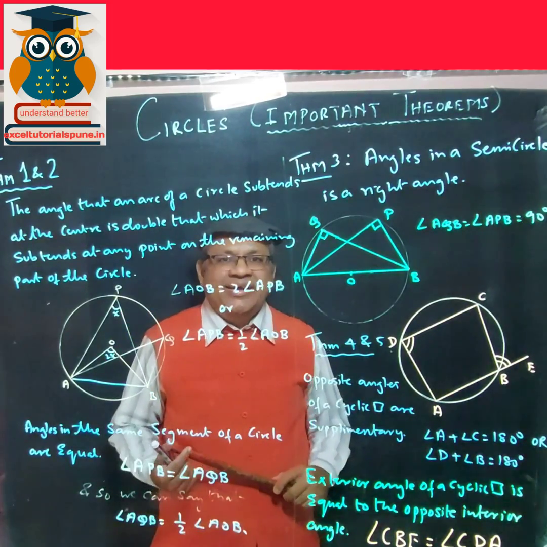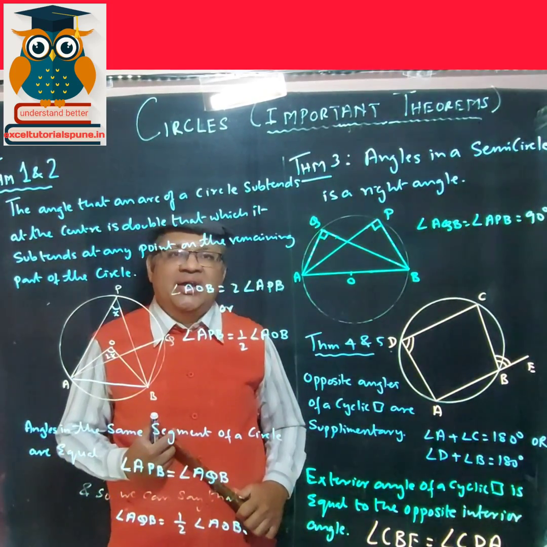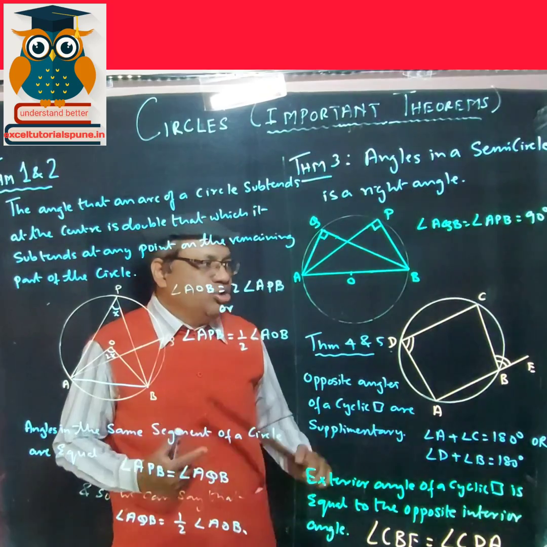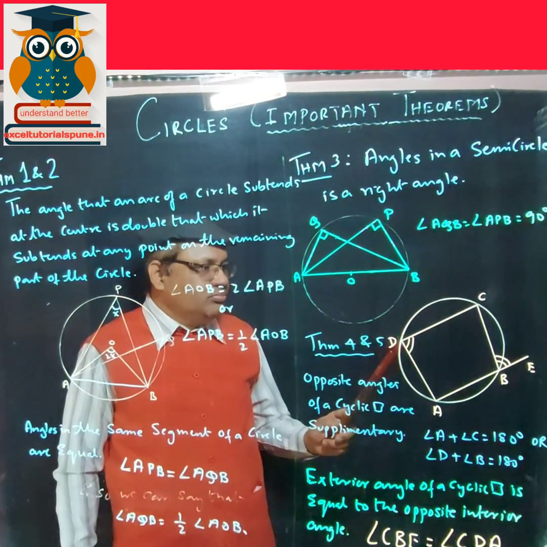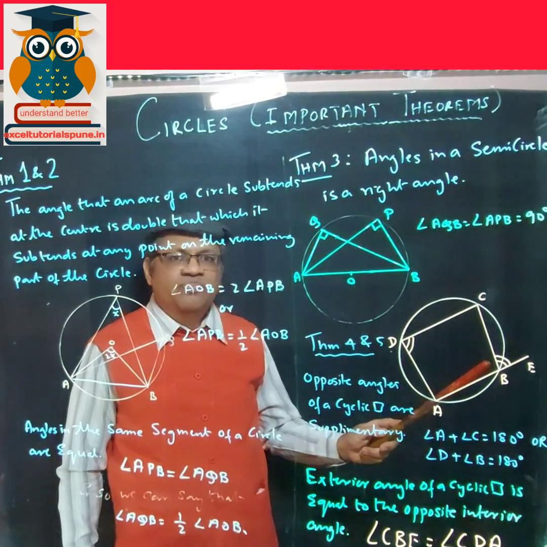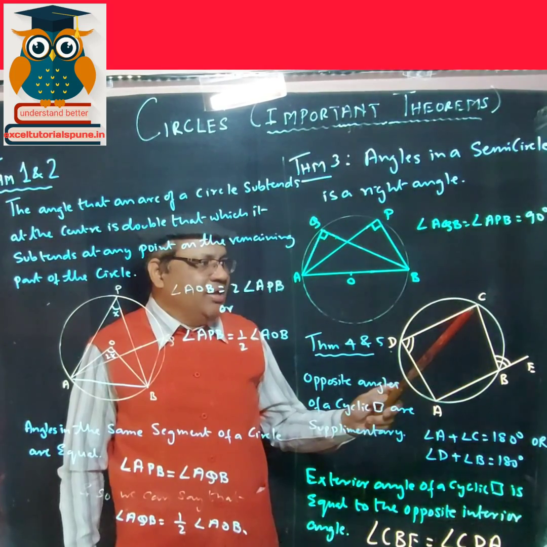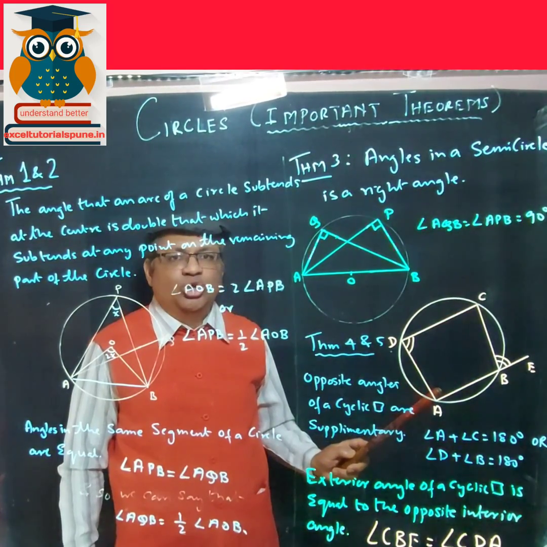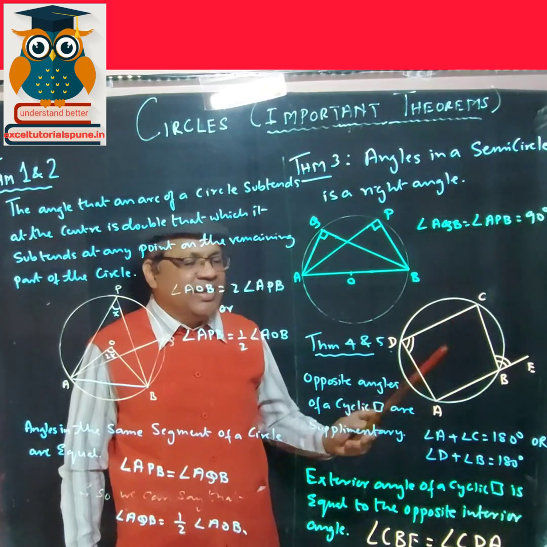Now, opposite angles of a cyclic quadrilateral are supplementary. So now look at this angle D. Angle D plus angle B is equal to 180. Angle C plus angle A is equal to 180 because they are opposite angles.